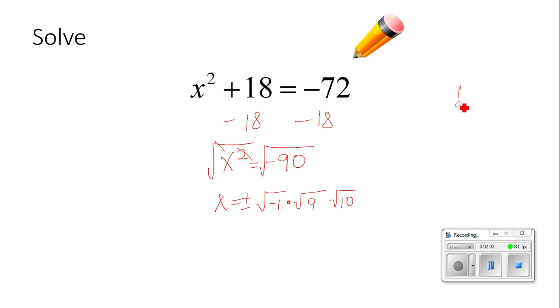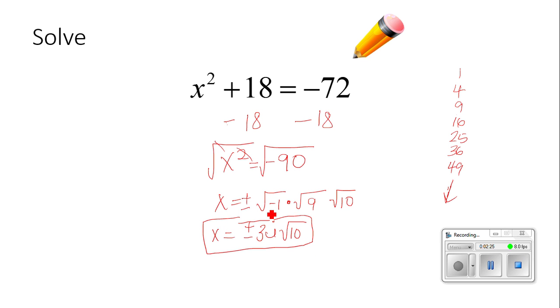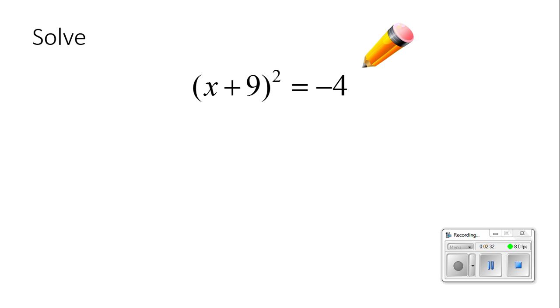1, 4, 9, 16, 25, 36, 49, etc. Okay, so the square root of -1 is I, the square root of 9 is 3, and then the square root of 10 stays the same. And the plus or minus goes out in front of all of that. Okay, because these are all being multiplied. You don't put the plus or minus anywhere you'd like. Okay, let's do another one.